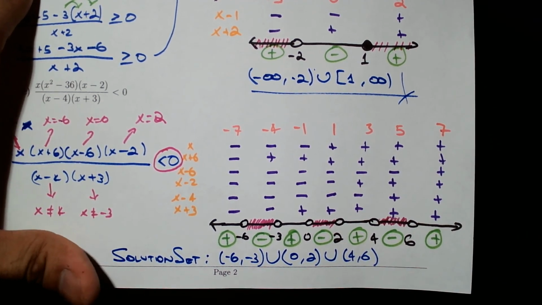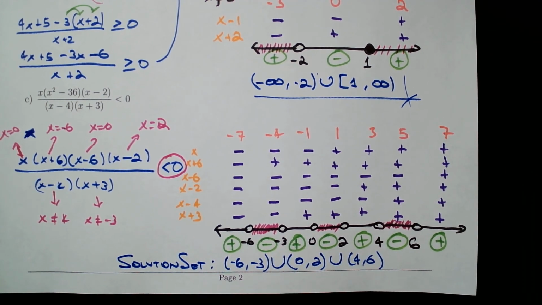All right, and this is a good place to quit. This is the end of this section 5.5, polynomial and rational inequalities. I'll see you in the next video.